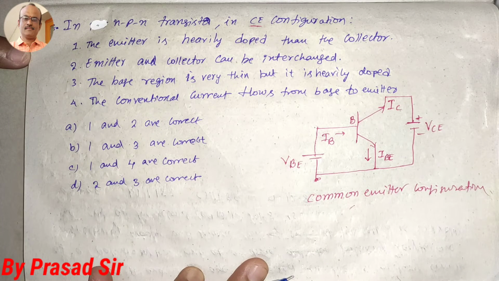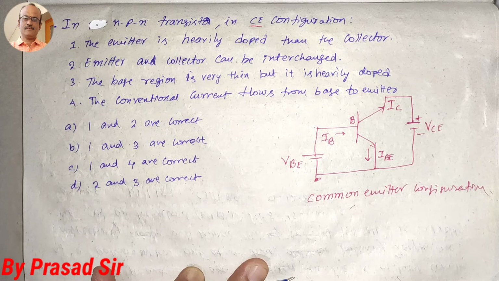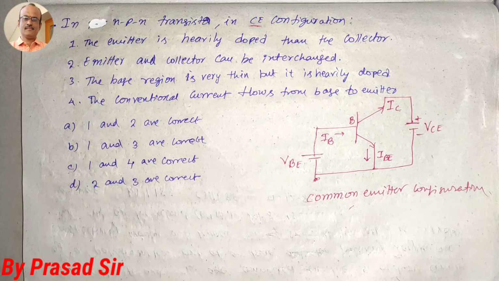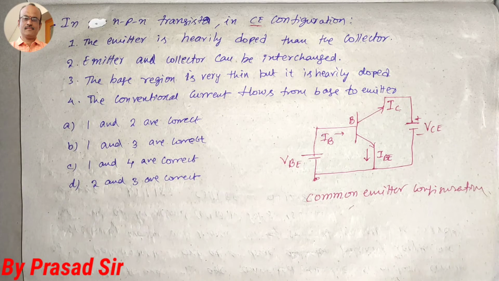Now the question number 38. In an NPN transistor in common emitter configuration, 1, the emitter is heavily doped than the collector. 2, emitter and collector can be interchanged. 3, the base region is very thin but it is heavily doped. And 4, conventional current flows from base to emitter. So which options are correct here?